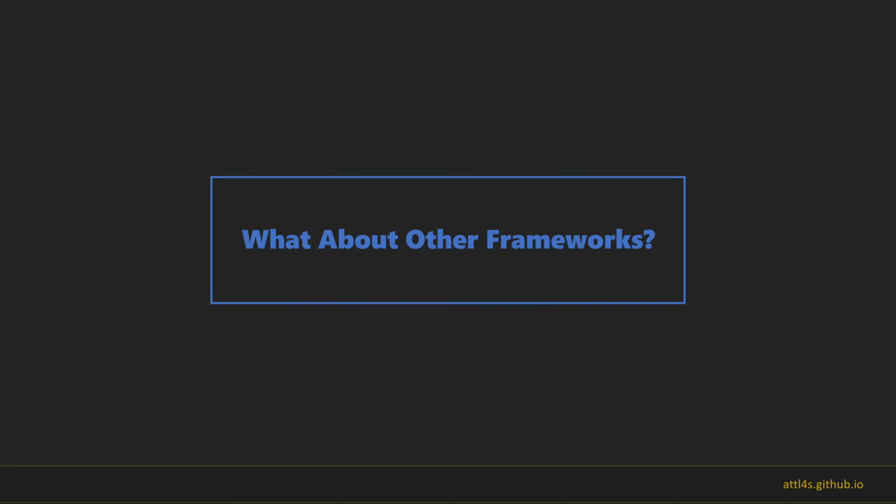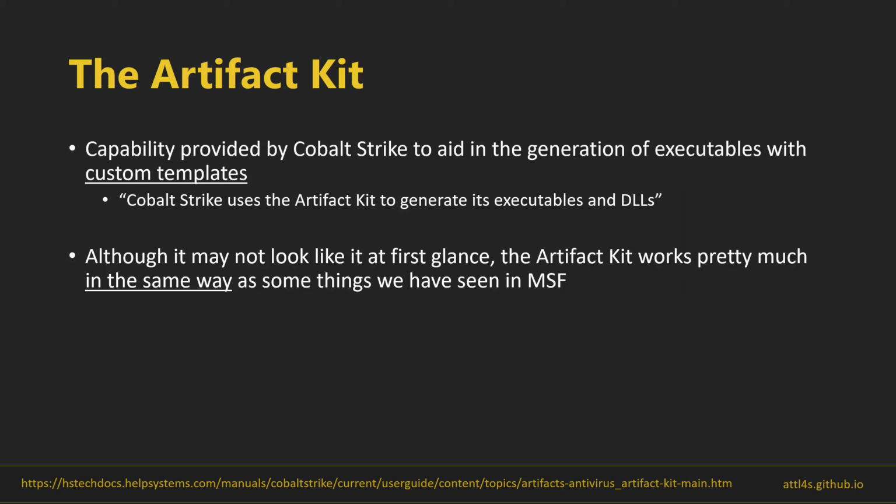And finally, we are going to talk about other frameworks. Okay. For example, Cobalt Strike has something that is called the Artifact Kit, which is a kit focused or intended for customizing executables with custom templates within Cobalt Strike. Okay, so at first glance, it may look different from what we have been seeing with Metasploit, but in reality, it's very, very, very similar.